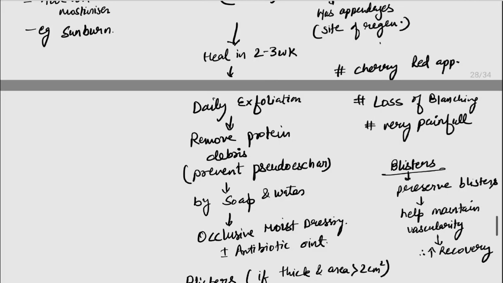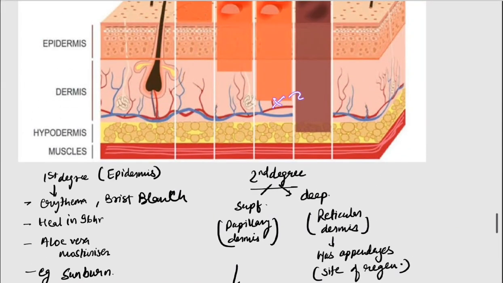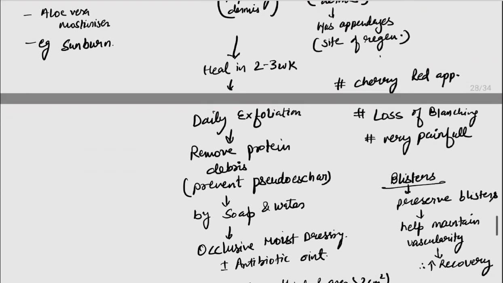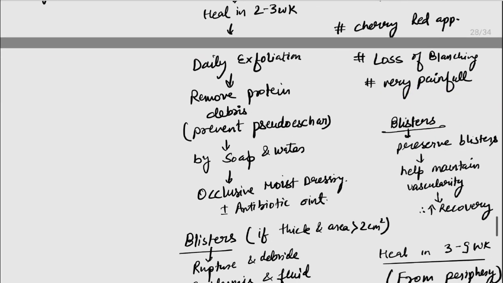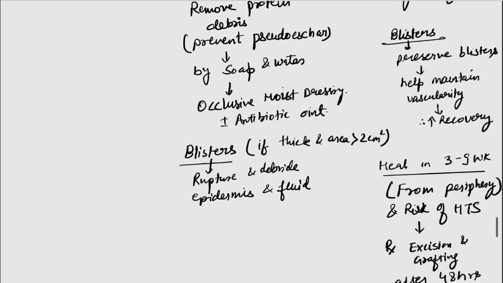Now coming to the color difference, the second degree deep burns are cherry red in appearance, and there is characteristic loss of blanching because the vessels running in the reticular dermis are also damaged. It has the maximum number of nerve fibers, therefore pain is maximum. Contrary to what we were doing in second degree superficial, here blisters are to be preserved because it helps in maintaining the vascularity, which improves recovery.